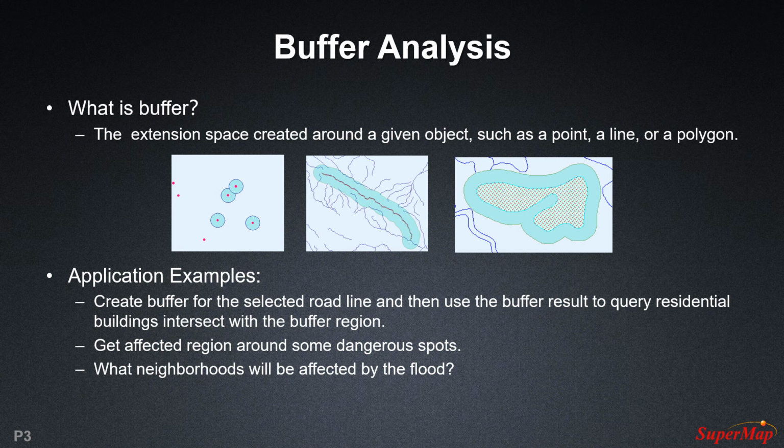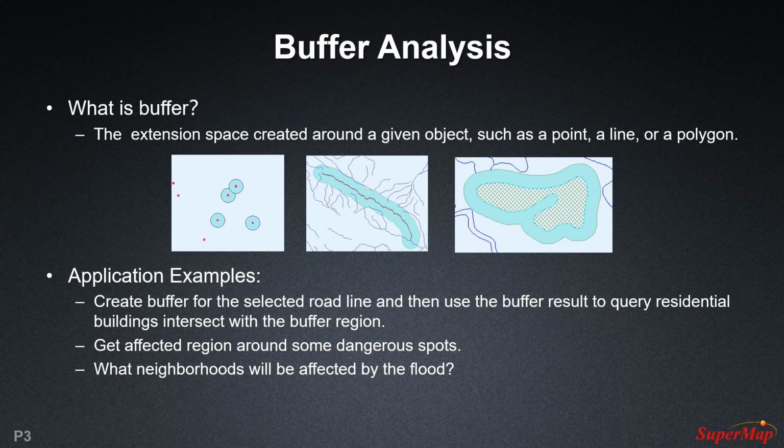So let's talk about buffer analysis for a bit. So what is a buffer? A buffer is the extension space created around a given object, such as a point, a line, or a polygon. Now, what is buffer analysis? A buffer analysis is a process of forming polygon entities with certain extents around a group or a single type of map features, such as points, lines, or regions, according to a specified distance condition. It is an information analysis technique for extending 2D spatial extents of geographical objects in data.